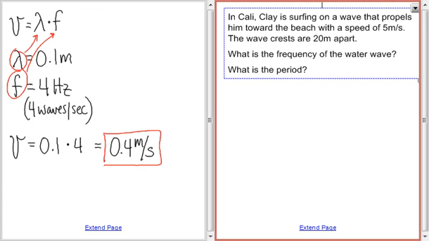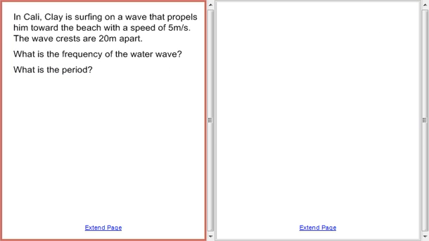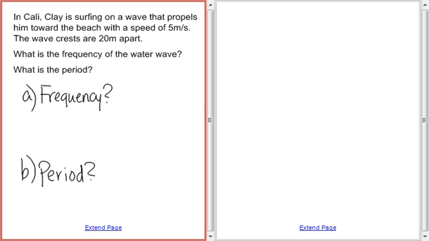Number 3 is just a little bit tricky in that you kind of have to look at how you can rearrange the equation, right? Number 3 says, in Cali, Clay is surfing on a wave that propels him forward toward the beach with a speed of 5 meters per second. The wave crests are 20 meters apart. What's the frequency of the water wave, and then what is the period? So in here, you're looking for 2 different things. A, you're trying to figure out the frequency. The second thing you're trying to figure out is the period. What's the period of those waves?